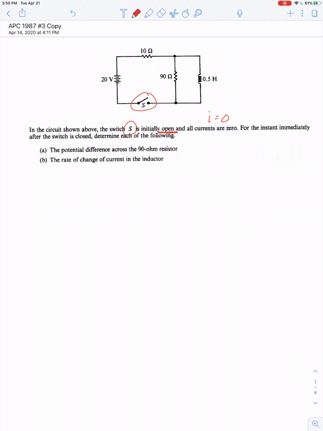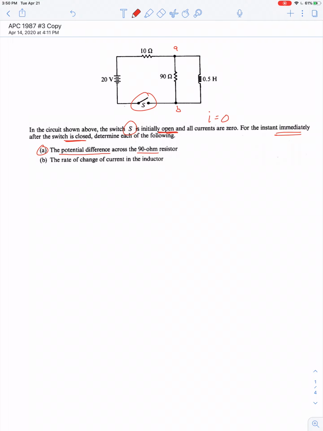Initially, that switch is open, so all the currents at every point in the circuit are equal to 0. But then, immediately after the switch is closed, we have a few values we have to solve for. A, what's the potential difference across the 90 ohm resistor? What's the voltage from point A to point B?